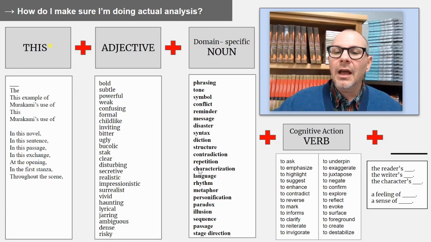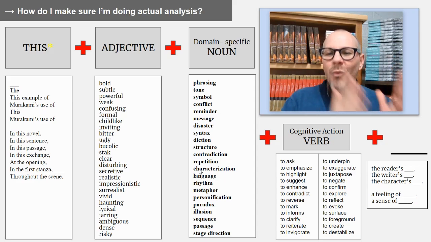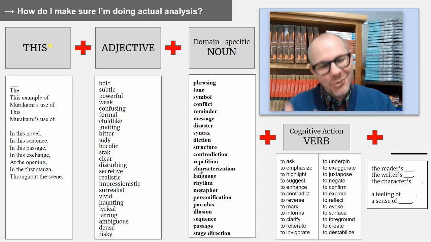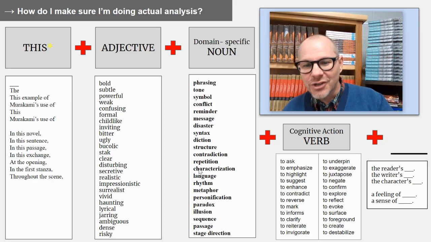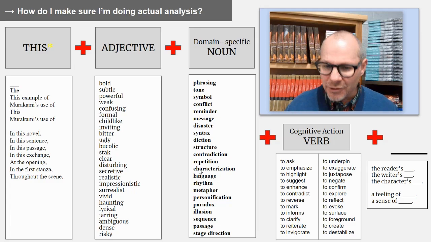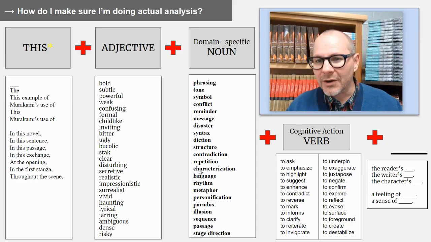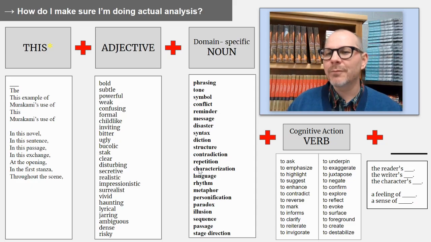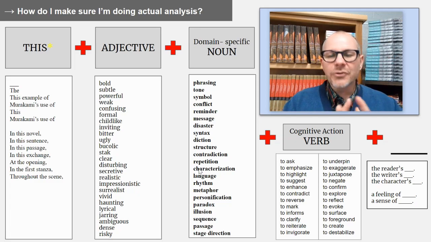And then you have your cognitive action verbs. These are huge. What is the text doing? What does the text do? What does the passage do? What does the sentence do? Does it ask or emphasize? Does it highlight? Does it suggest? Does it enhance? Does it reverse? Does it mark? Mark is a good one. Mark is an underrated one. Not enough people use mark. But this passage marks an essential turning point in this character's blah, blah, blah. Does it reiterate? Does it create? Does it understate? Does it negate? So those are all the things that are possible for a sentence to do.